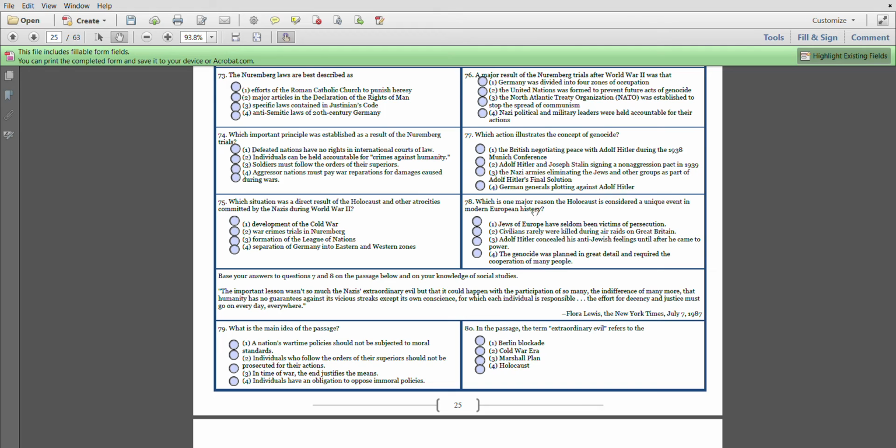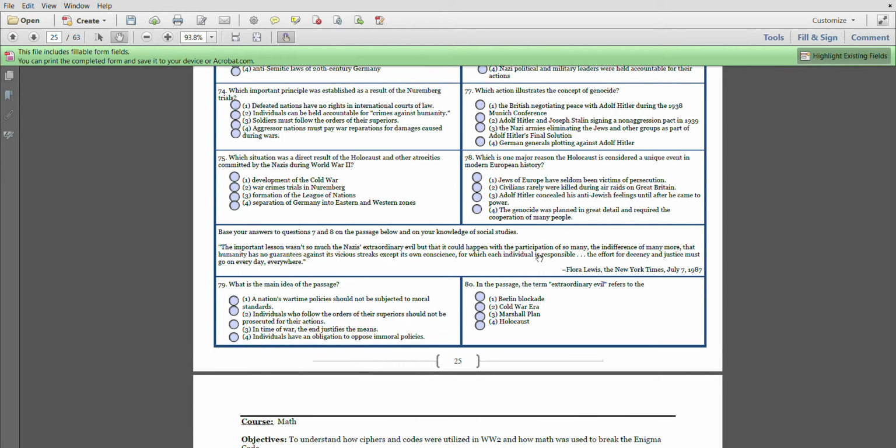78. Which is a major reason the Holocaust is considered a unique event in modern European history? 1. The Jews of Europe have seldom been victims of persecution. 2. Civilians rarely were killed during air raids in Great Britain. 3. Adolf Hitler concealed his anti-Jewish feelings until after he came to power. Or 4. The genocide was planned in great detail and required the cooperation of many people.